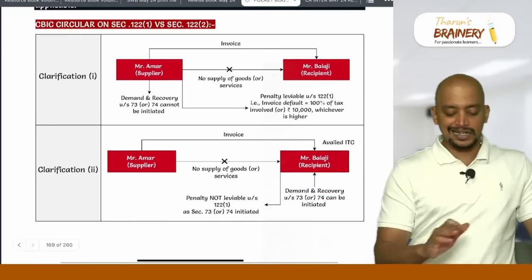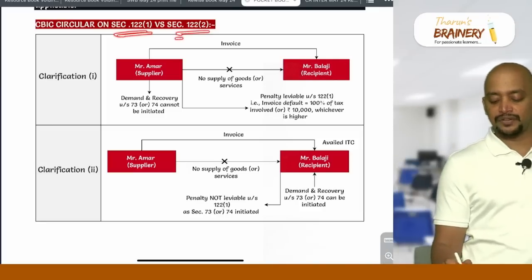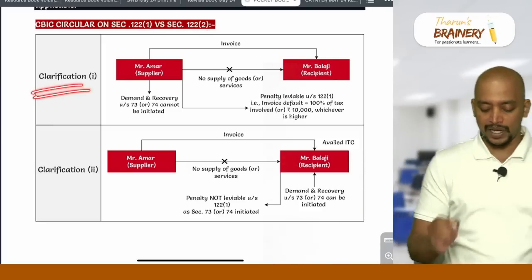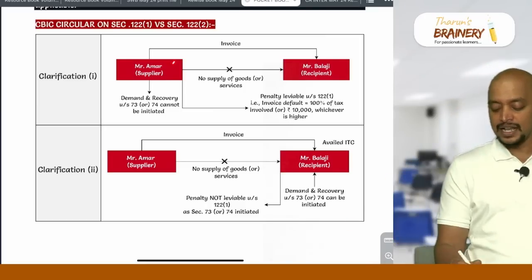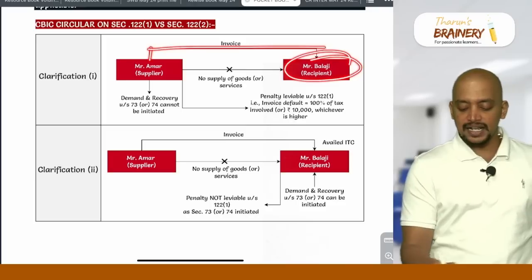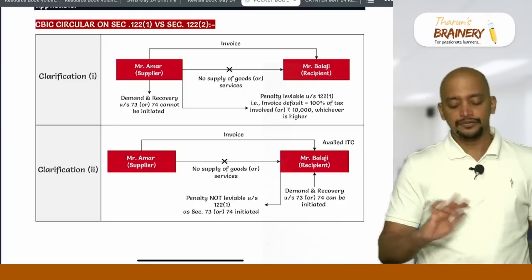And next there is a CBIC circular related to difference between 122(1) and 122 subsection 2. So 3 situations are given. Clarification number 1. So Mr. Amar, I just converted that into an example for understanding. Mr. Amar is a supplier, Mr. Balaji is recipient. Amar is raising invoice on Balaji, without supply of goods, just the invoice without supply of goods.